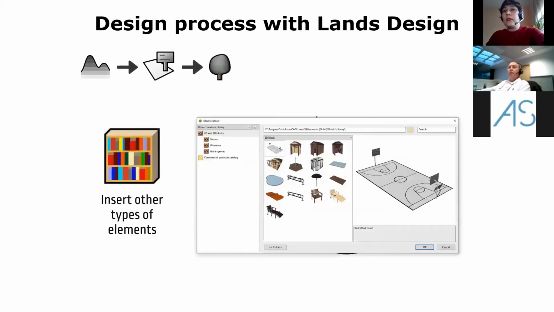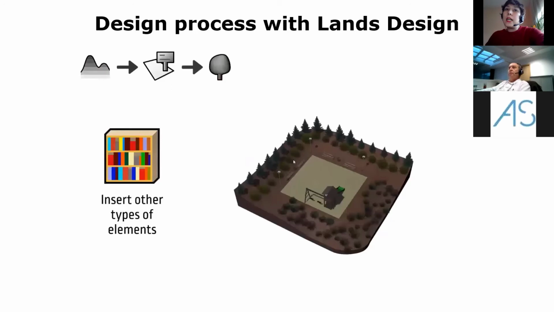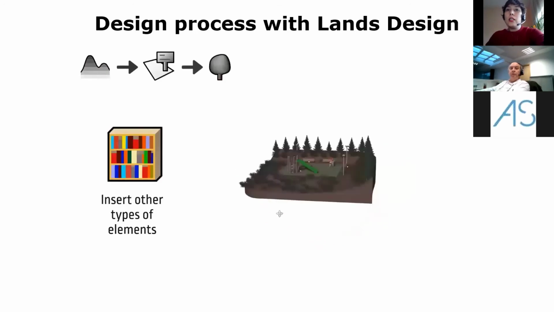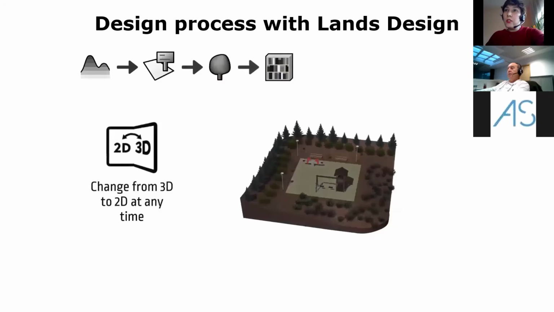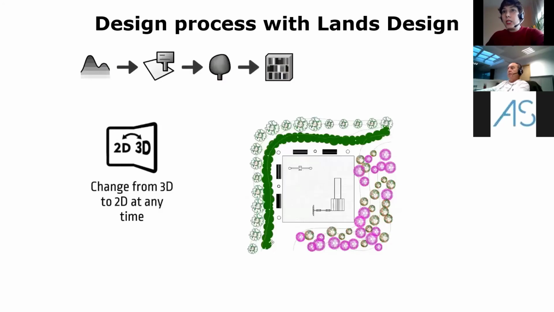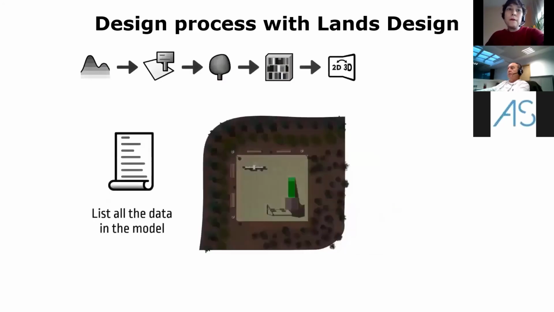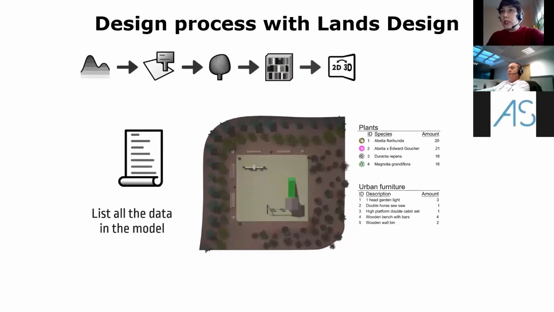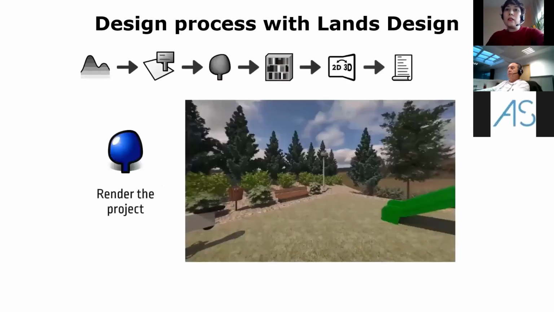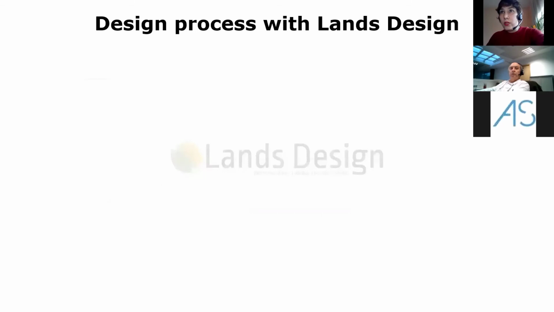Well, to continue, you can add hardscape tools and different blocks to the project. In any moment of the project, you can shift between 3D and 2D easily just by one click and modify the project. Finally, you obtain the list of plants, earth moving, irrigation, etc., and you render the project for visualization.